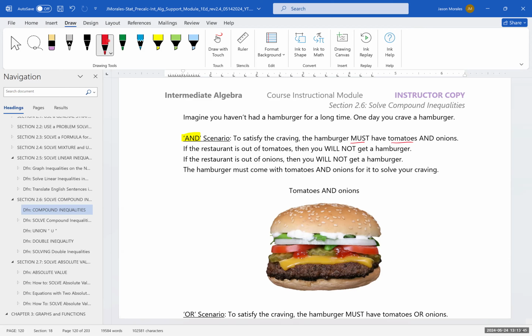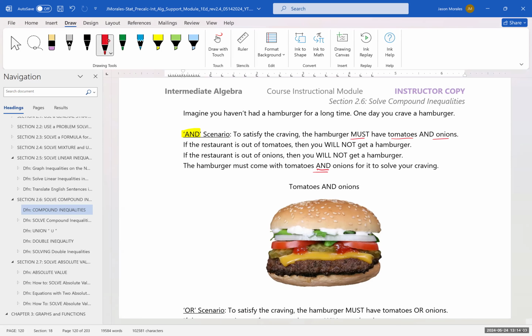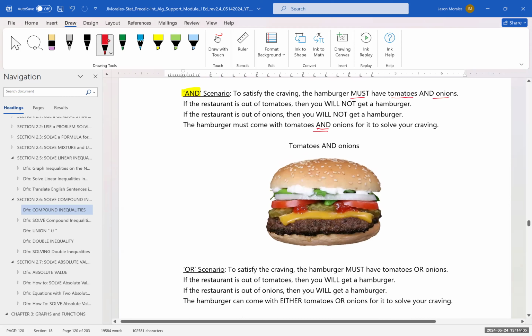Must have tomatoes and onions. If the restaurant is out of tomatoes, then you will not get a hamburger. If the restaurant is out of onions, then you will not get a hamburger. So the hamburger must come with tomatoes and onions for it to solve your craving. So you have a delicious hamburger that looks like that, with tomatoes and onions.